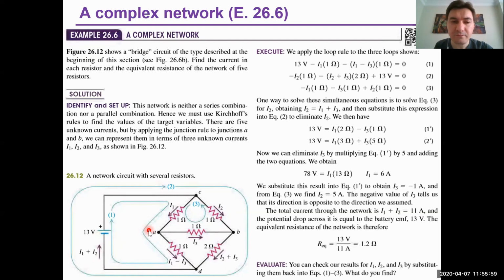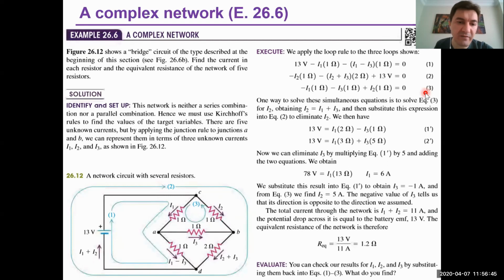So now you can choose loops like this. One loop can be like this. Another loop can be like this, okay? So applying Kirchhoff's loop rule, then you can calculate the current in the resistors. So just apply the loop rule to the 3 loops shown here. One loop is this one. Second loop is this one. I choose the direction of the loop. This is the travel direction. And third loop is this one. You can choose another loop here. It depends on you, okay? This is the third loop.